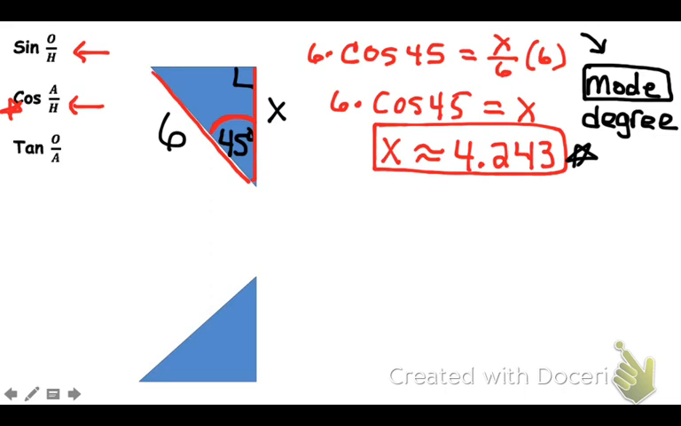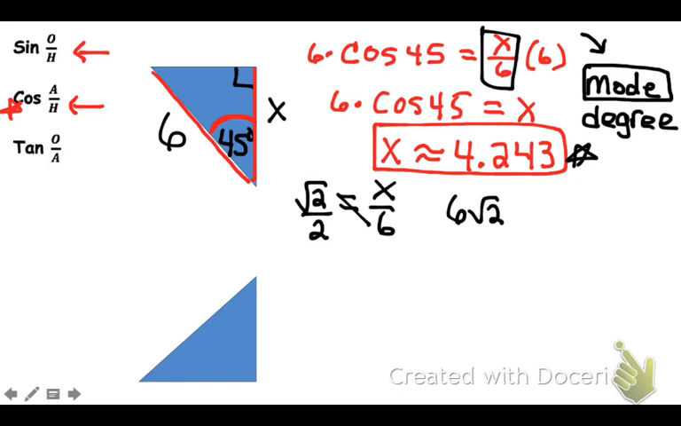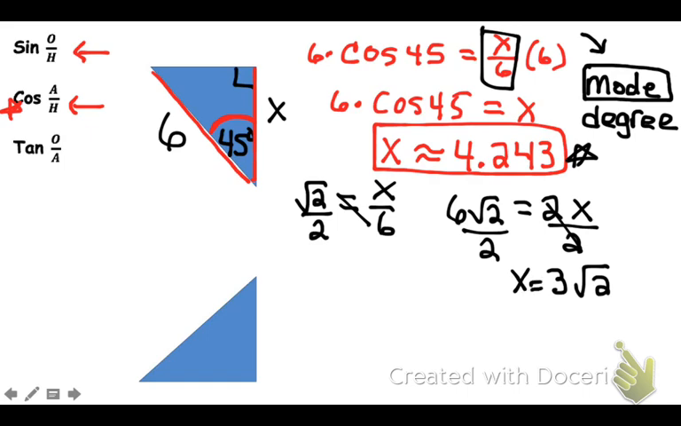There's an alternate way we could do this. If you remember from the trig chart, if we went 45 degrees and we went under the cosine theta, we know that cosine 45 is actually equal to the square root of 2 over 2, and then we have our x over 6. We can use cross products, so we'll do 6 square root 2 equals 2x, divide both sides by 2, so this simplifies to 3 square root 2. So we could have this as an answer.